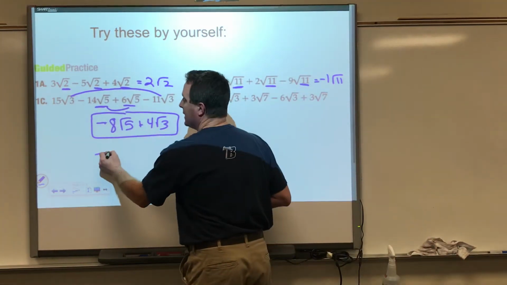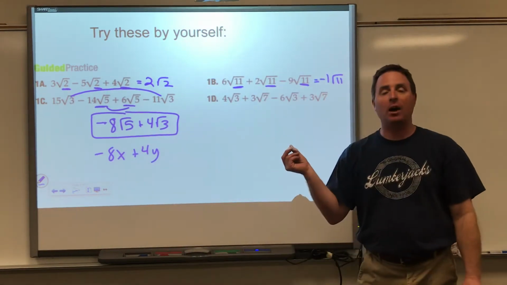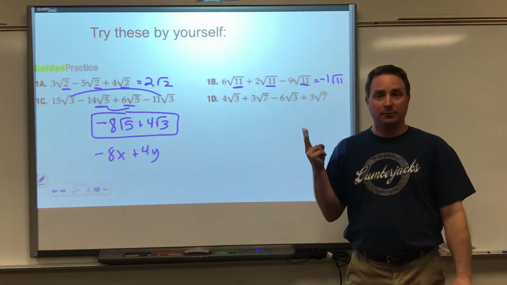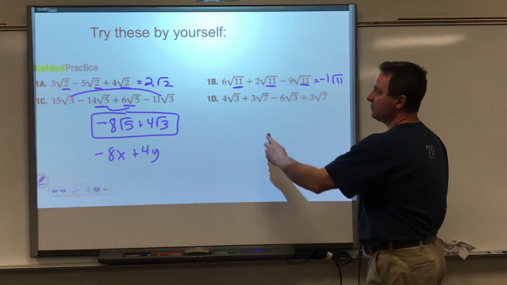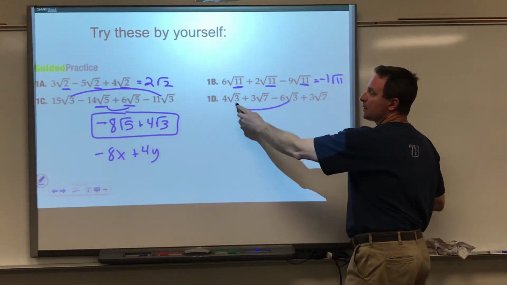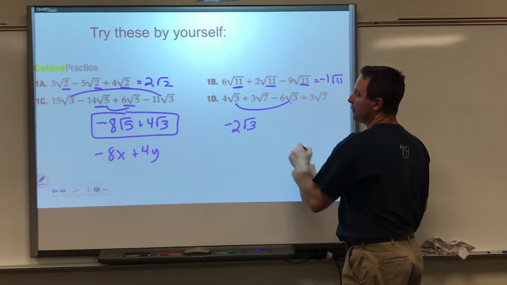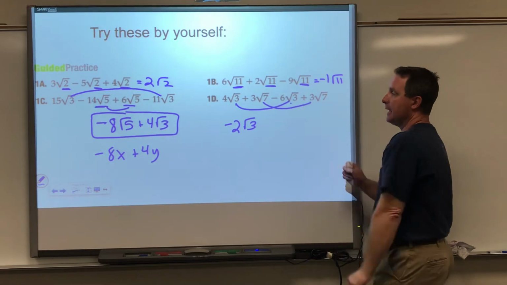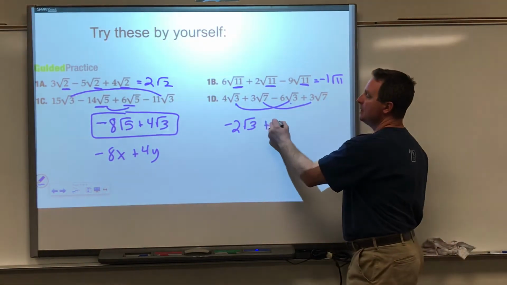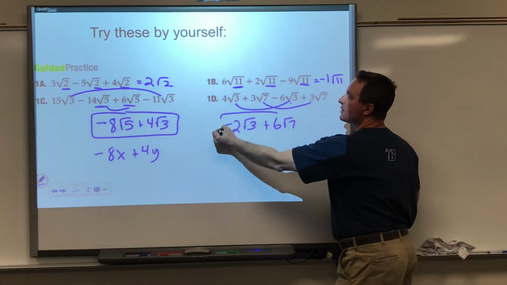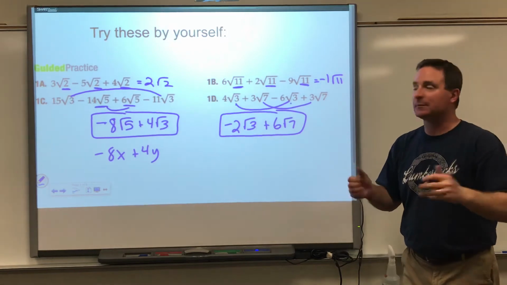It's no different than saying negative 8x plus 4y. You can't combine x's and y's. We just leave it as 2 terms in our answer. And this guy over here, here's a couple like terms. Square roots of 3's with square roots of 3's. 4 minus 6 is negative 2 square roots of 3's. And then the square roots of 7's are like terms. 3 square roots of 7 plus another 3 turns into 6 square roots of 7. And again, the different ones can't be combined, and we're done.